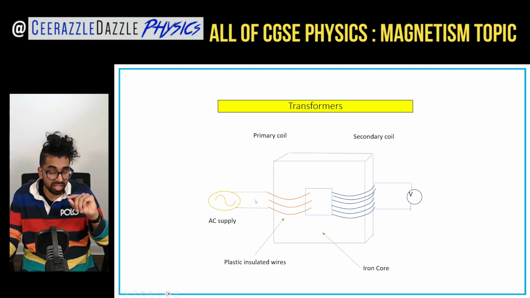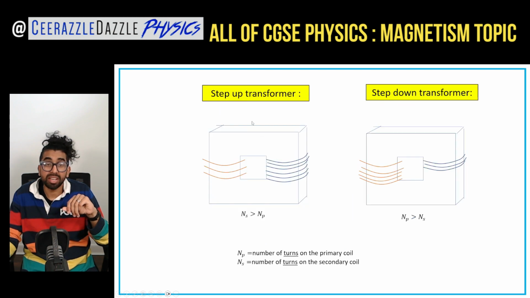There's an alternating voltage going into the primary coil and a voltmeter at the end on the secondary coil over here. Step-up transformer. To identify a step-up transformer, we know that there are going to be more coils on the secondary coil than the primary. For a step-down transformer, there are going to be more coils on the primary than the secondary. So NP represents the number of turns on the primary coil, NS represents the number of turns on the secondary coil.